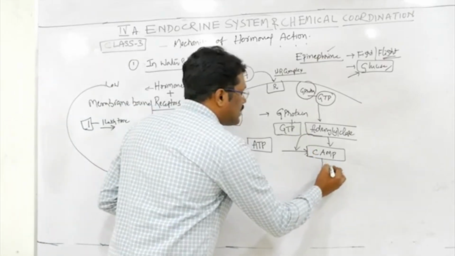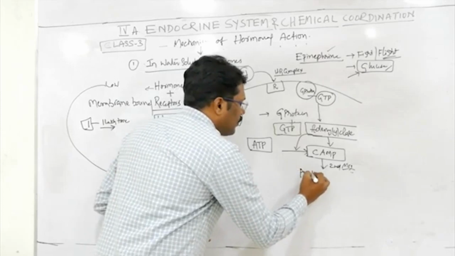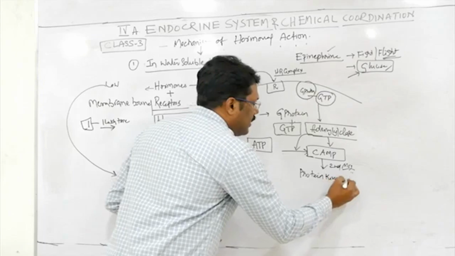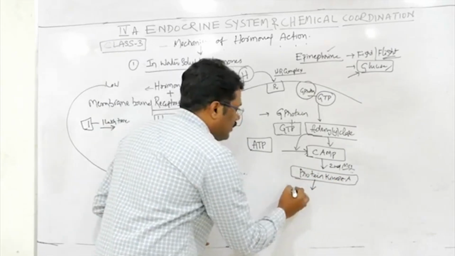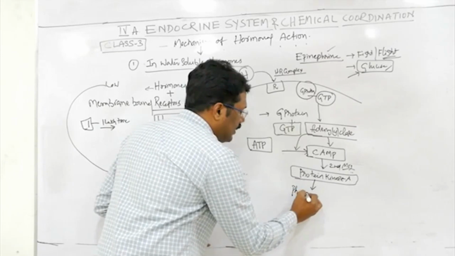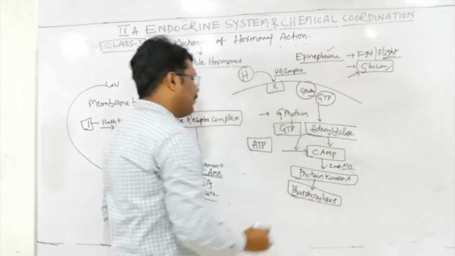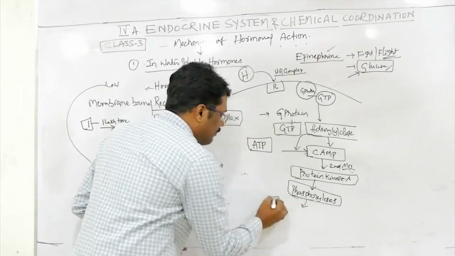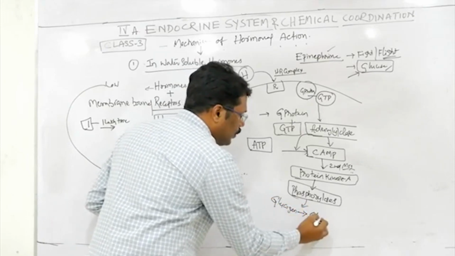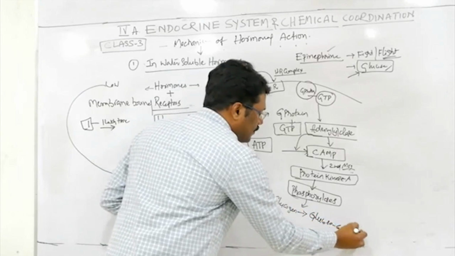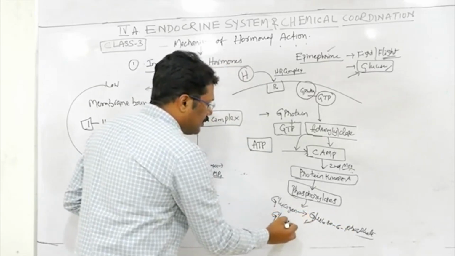And this cyclic AMP, which is a second messenger, acts on protein kinase A, which is another enzyme. This protein kinase A leads to certain chemical reactions called phosphorylase. Various phosphorylases are activated. This phosphorylase will convert the glycogen into glucose 6-phosphate. So, ultimately this glucose 6-phosphate leads to formation of glucose.